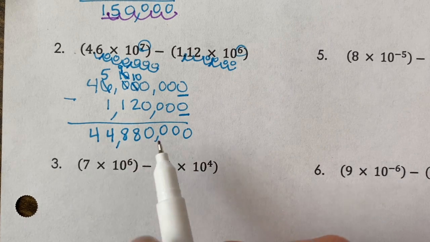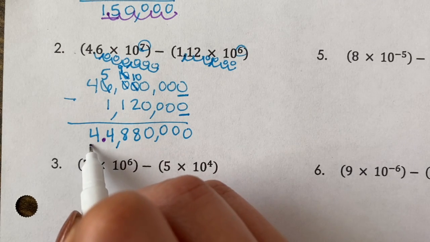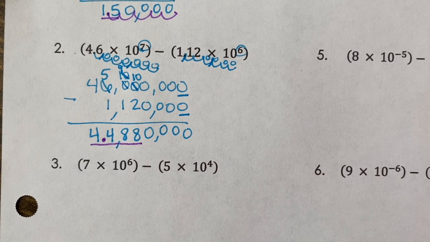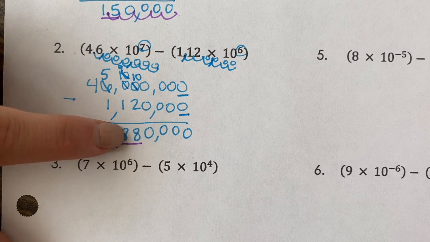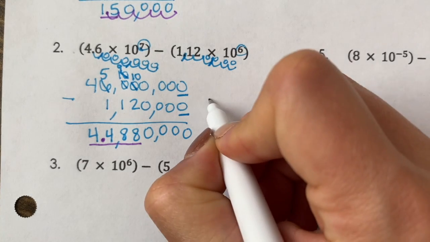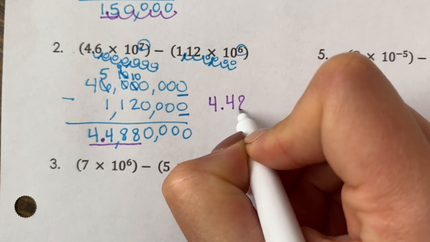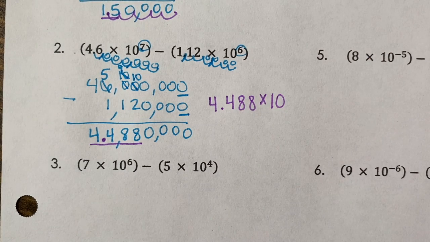Our large numbers are really easy. It always goes right after that first digit. And then you want to use all of your numbers that aren't 0. Just think about it. If you leave off that 8, you're leaving off 80,000. If you leave off this 8, you're leaving out 880,000. That's a lot. So you don't want to leave off either of those 8s. So you start with your number 4.488. Times 10 is always next in scientific notation.